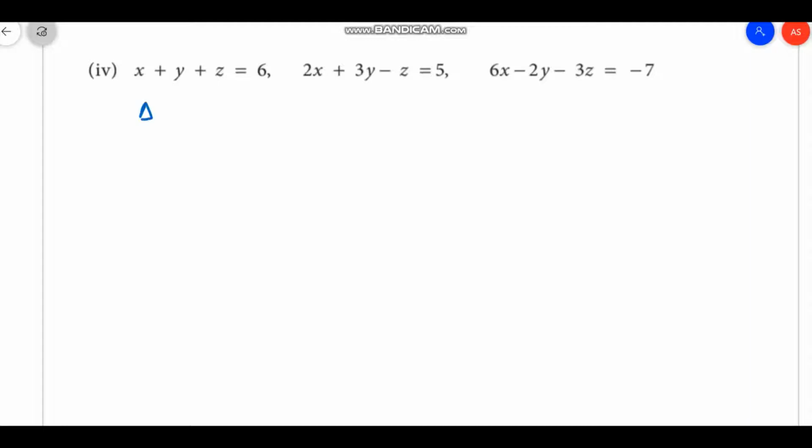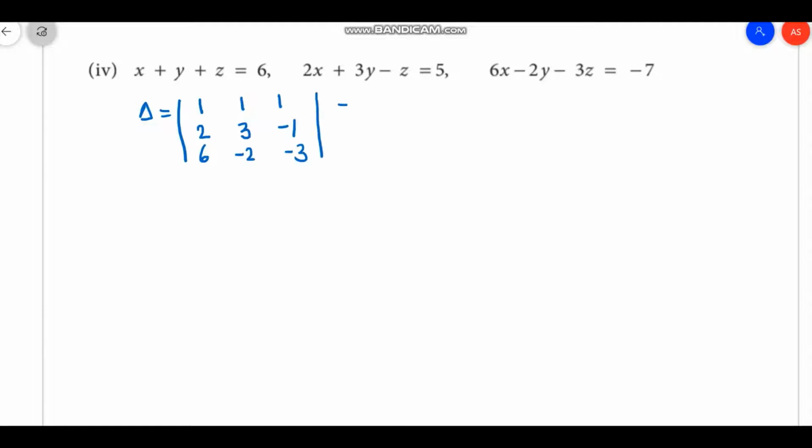First, let us form delta. So using the coefficients of x, y and z. From the first equation, the coefficients 1, 1, 1. From the second equation, 2, 3, minus 1, and from the last equation 6, minus 2 and minus 3.